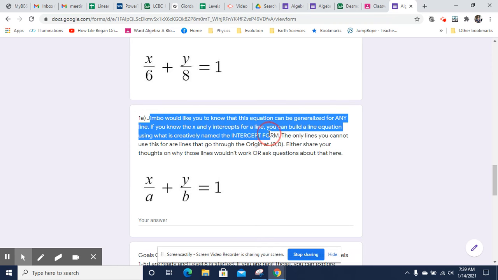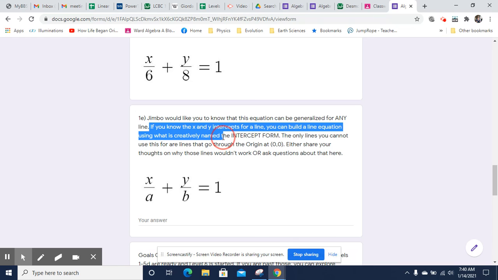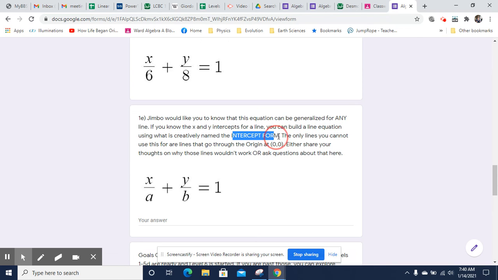So Jimbo would like you to know that this is the intercept form. He's right about this. Jimbo gets a lot of things right. He just makes some mistakes sometimes, just like all of us do, including me. So he would like you to know that if you know the x and y intercepts for a line, you can build an equation using what has been creatively named the intercept form. So the intercept form is this: x over a, where a is the x-intercept, plus y over b, where b is the y-intercept, equals 1.